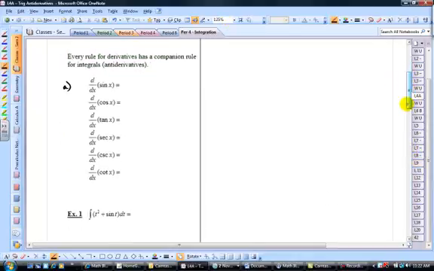Okay, and again, I want to review the derivatives first. For every derivative, there's a companion rule for the integral. So first of all, what's the derivative of sin x? Okay, we know that already. So because of that, if I integrate cosine x dx, you should be thinking of a function whose derivative is cosine. And what's that function? Sine. Sine x plus what?